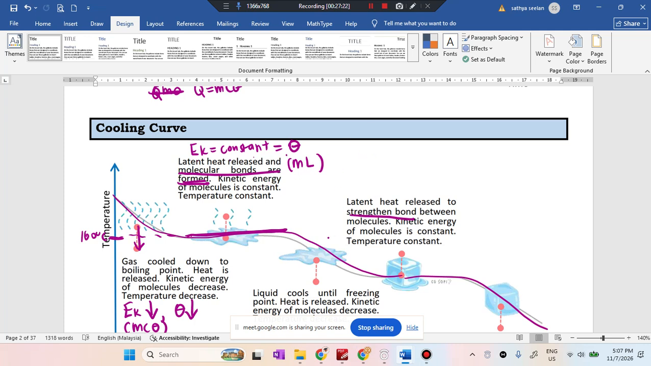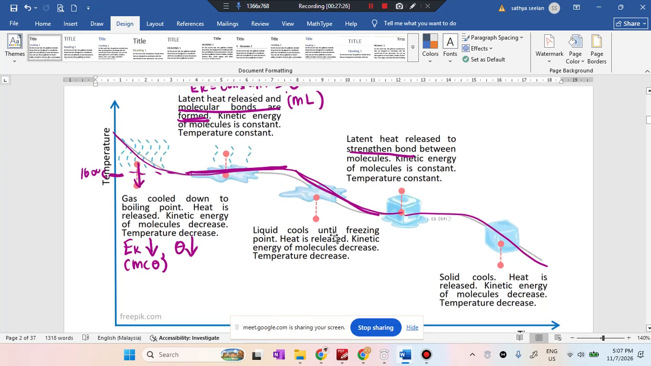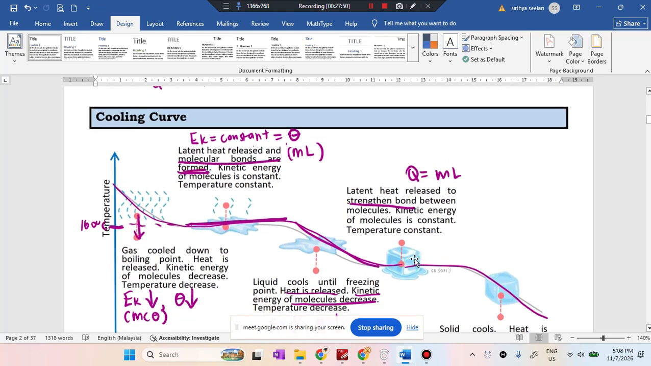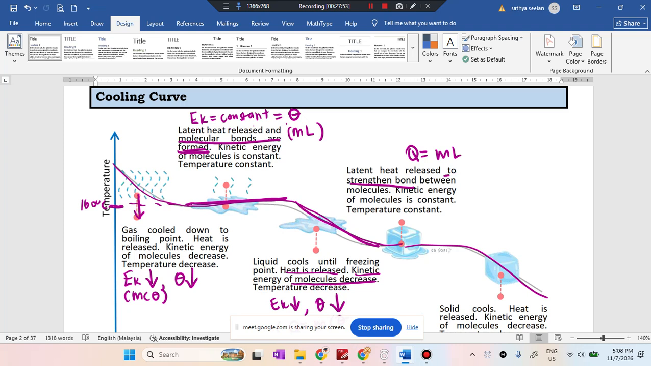Dekat sini pula sama je lah. Liquid cools until the freezing point, heat is released, kinetic energy of the molecules decreases. Sebab you buat cooling, bukan macam tadi kan. So your temperature decreases. Okay, here you use Q equal to MC theta. Ini kita panggil dekat sini dia dah masuk freezing. Latent heat is released to strengthen the bond between the molecules. So your kinetic energy is constant, okay, so your temperature is constant.